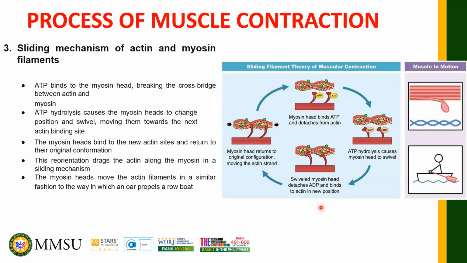hydrolysis ngayon ng ATP, it will provide the energy necessary for the myosin heads na mag-change position and mag-swivel. Okay? So yung energy from ATP hydrolysis, it will cause now the myosin heads to reorient themselves and move towards the next available binding site doon sa actin. So etong repositioning na to, it is usually referred to, as I've said kanina, as the power stroke. Okay?